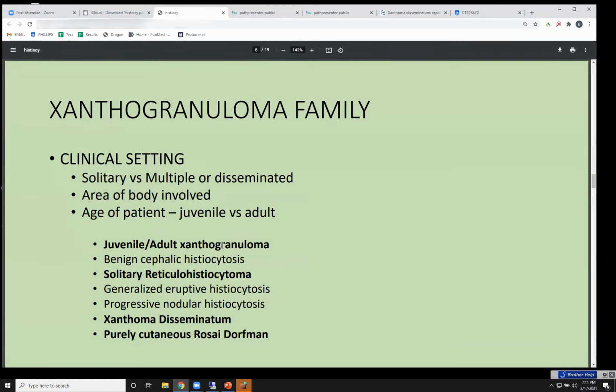The juvenile or adult xanthogranuloma, benign cephalic histiocytosis, solitary reticular histiocytoma, generalized eruptive histiocytosis, progressive nodular histiocytosis, xanthoma disseminatum, and purely cutaneous Rosai-Dorfman. So importantly, purely cutaneous Rosai-Dorfman, they have put into the cutaneous, mucocutaneous group of the histiocytoses. This is kind of complicated, whereas systemic Rosai-Dorfman is the third group of its own, which is Rosai-Dorfman disease. The important ones we see biopsied are either a juvenile or adult xanthogranuloma, a solitary histiocytoma, xanthoma disseminatum sometimes, and cutaneous Rosai-Dorfman.